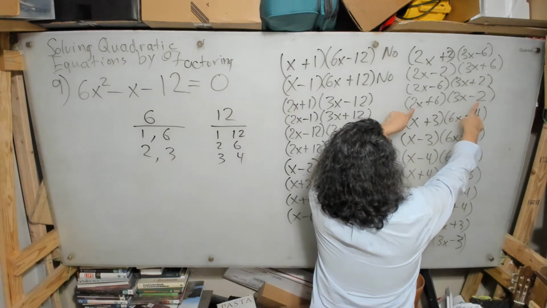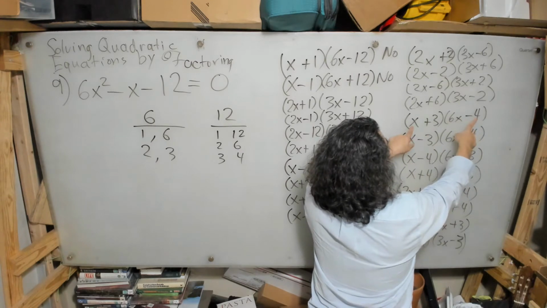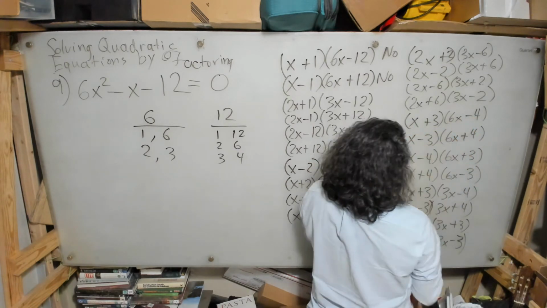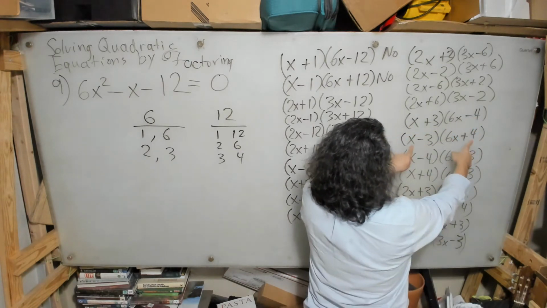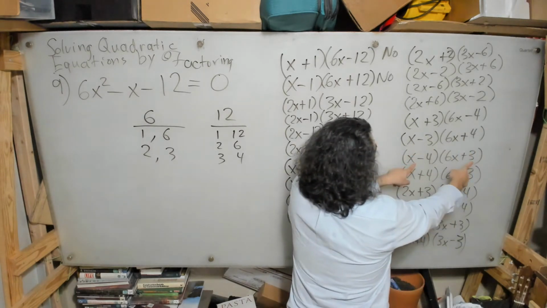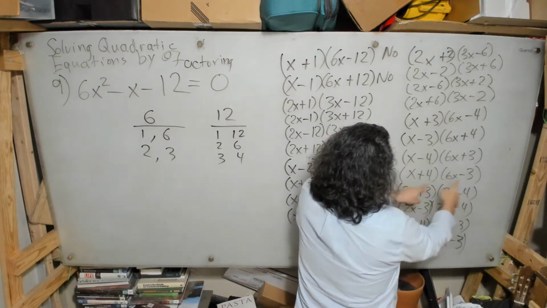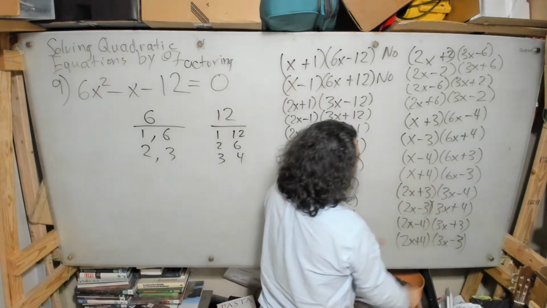Negative 4x plus 18x, that's positive 14x. Negative 4x plus 18x, that's 14x. 4x minus 18x, that's negative 14x. 3x minus 24x, that's negative 21x. Negative 3x plus 24x, that's positive 21x.